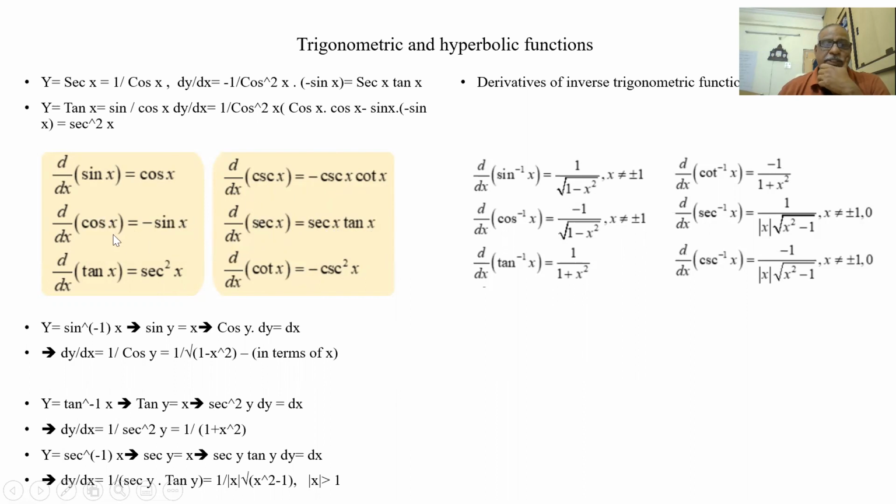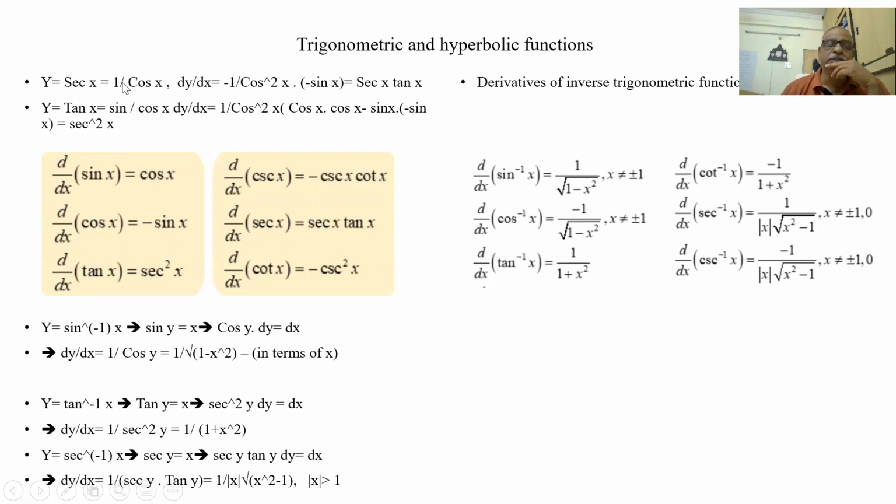Now let us see secant x. So y is secant x. What is secant x? It is 1 by cos x. Then dy by dx is minus 1 by cos square x into the derivative of cos x, which is minus sin x. If it is u, then minus 1 by u square into du by dx, so minus 1 by cos square x into minus sin x. So sin x by cos x is tan x. 1 by cos x is secant x. So minus into minus is plus. So this is secant x tan x.